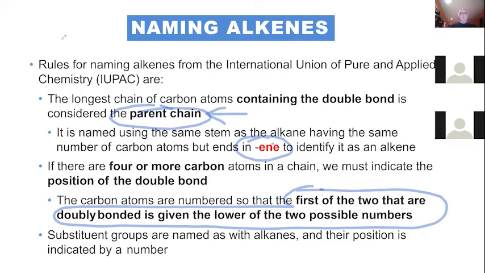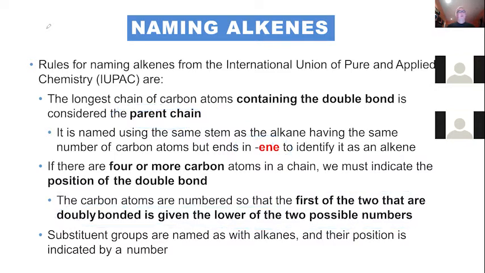And then the rules for naming substituents are just the same as alkanes, and their positions are indicated by a number. But we do give priority to giving the lowest number to the double bond. So if there's a methyl group, for instance, at position 2, and a double bond at position 3, we try and make the position of the double bond the smallest number we possibly can, and then name everything else from there. And we'll give some examples. In fact, we'll give an example right now.